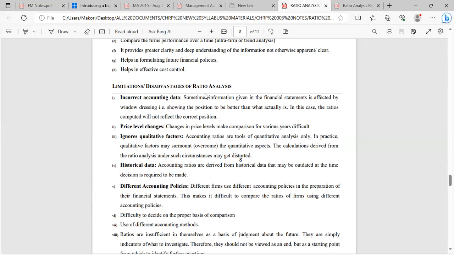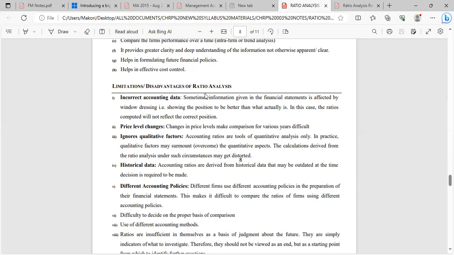Then the other limitation is that it ignores qualitative factors. With ratios, we only use the figures. We only use numbers. What about the attributes that cannot be expressed in numeric terms? Things like maybe motivation. We cannot actually quantify motivation. Therefore, we cannot use motivation in calculating the ratios. So it ignores the qualitative aspects, yet some of them are very important.